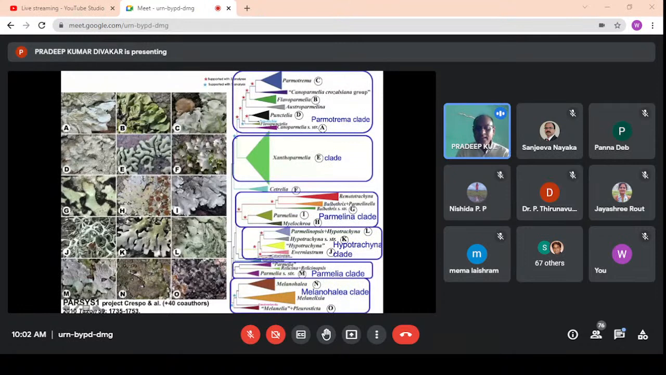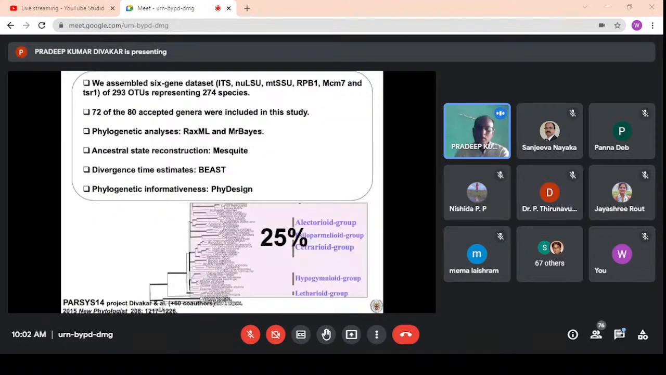And then another study was focused on the remaining 25% of species of the Parmeliaceae. In this, we continued our consortium. This was PARSYS second, or PARSYS Parmeliaceae Systematics, that was established in 2014, and the paper was finally published in 2015. The first was established in 2008, and the paper was published in 2010. In this, more than 60 authors were involved, representing 40 countries.